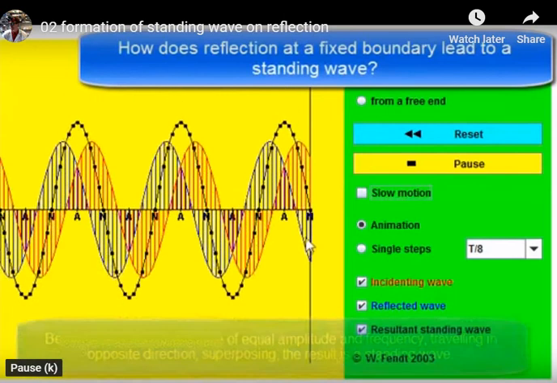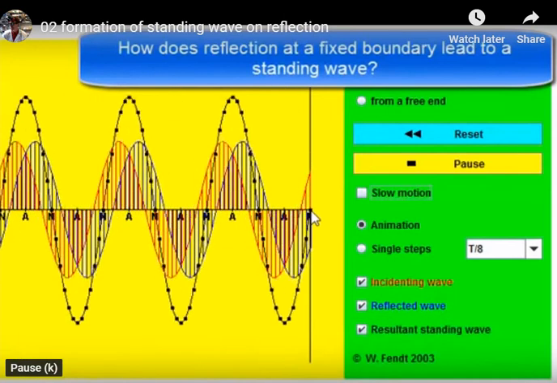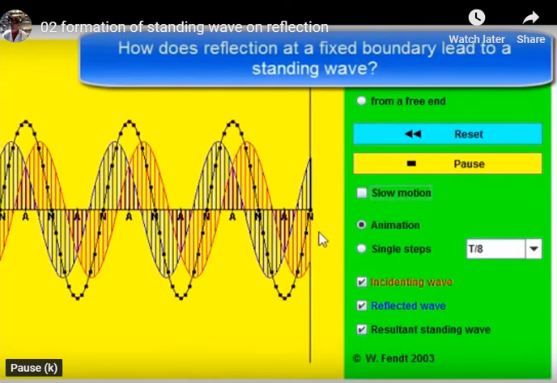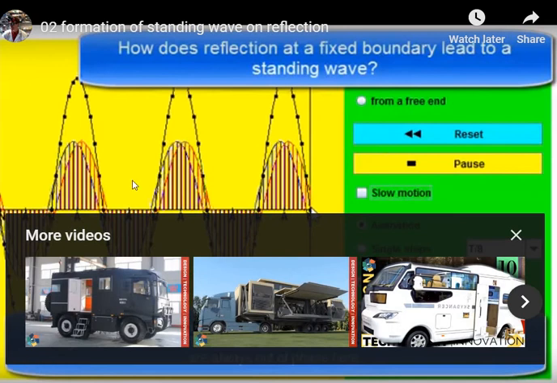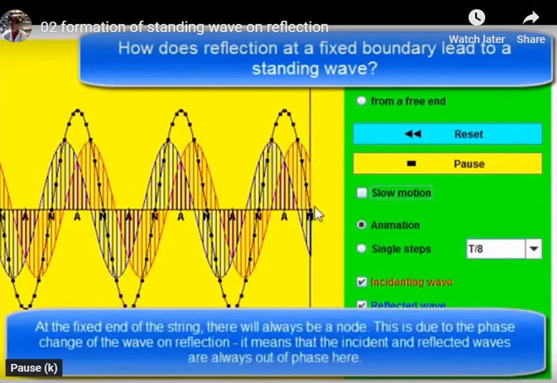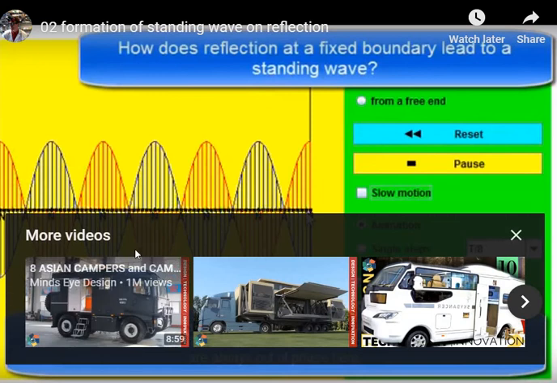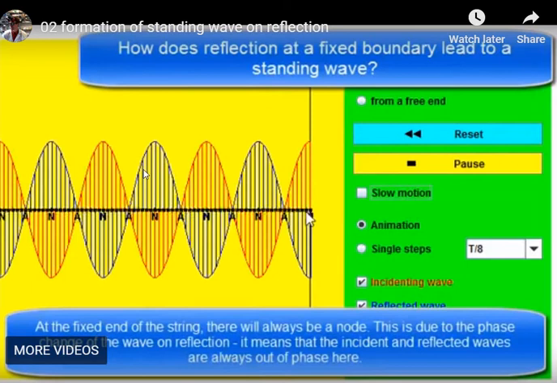And because of the phase change that happens at the boundary, we always end up with a node at the fixed boundary. Okay, now notice here, when the two humps are together, they add to be a giant slinky hump right there. That's a boundary condition for a standing wave. At this moment, the red and the blue are opposites of each other. They cancel out, and the actual slinky is going to be all flat.